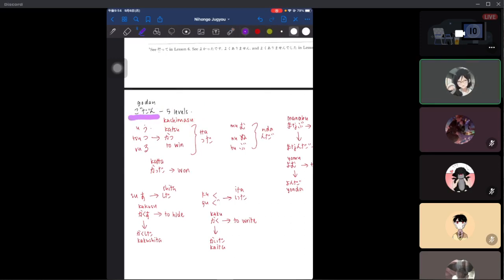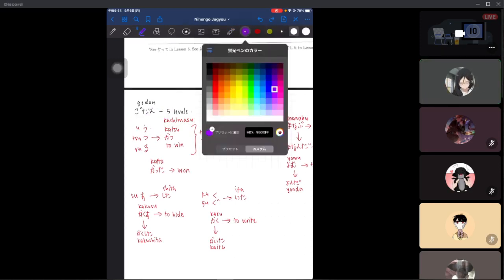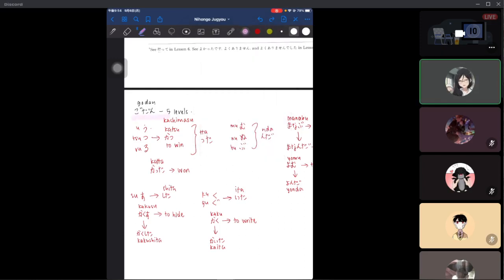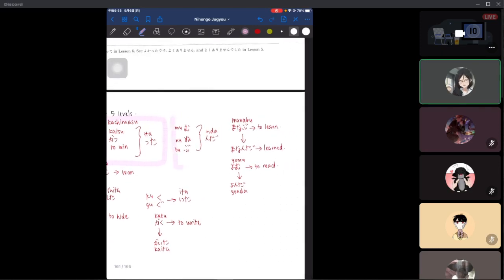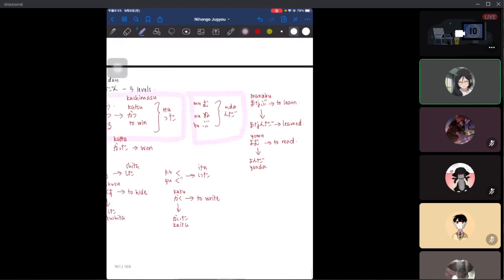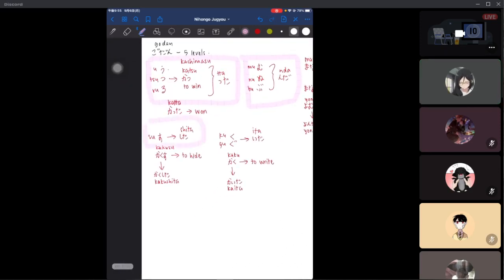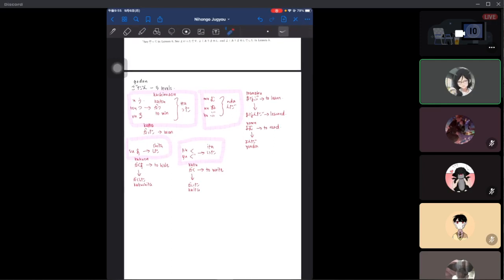So we have the first one, this one, and then we have the second one, and then the third one, and the fourth one. So basically, to remember for the godan, you use these 4 formulas. The verbs that end with utsuru, or munubu, or su, or kugu.